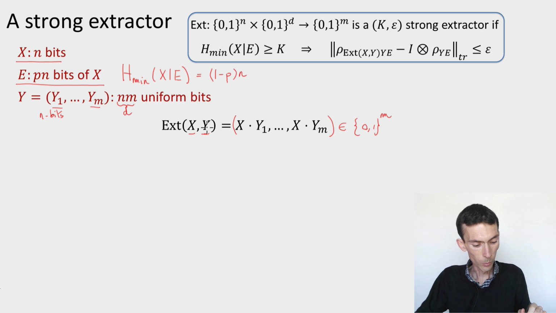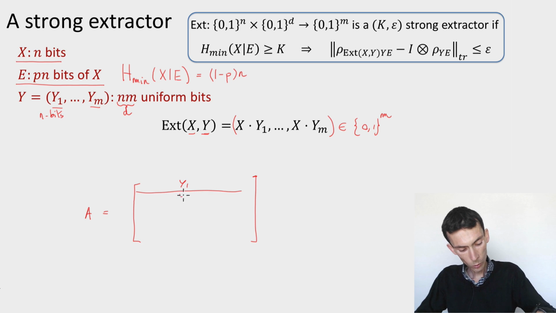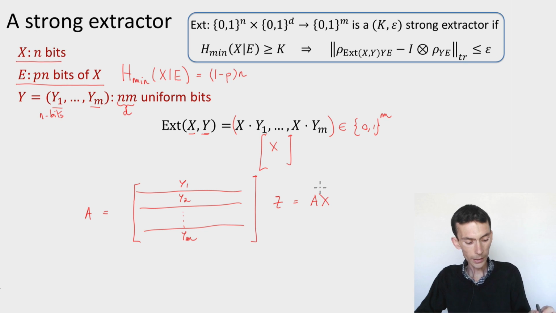Here's one way to argue about this. We can think of what this procedure is doing as matrix multiplication over the binary field. How do we see this? Well, let's consider matrix A, which is simply the matrix whose rows are given by the y's. It's a matrix that's pretty long like this, and the first row is y1, second row is y2, etc., up to ym. Now I can think of x as a column vector of n bits, and z as the product of A times x. In the first entry you'll have x.y1, in the second you'll have x.y2, if you consider this matrix vector product over the binary field.